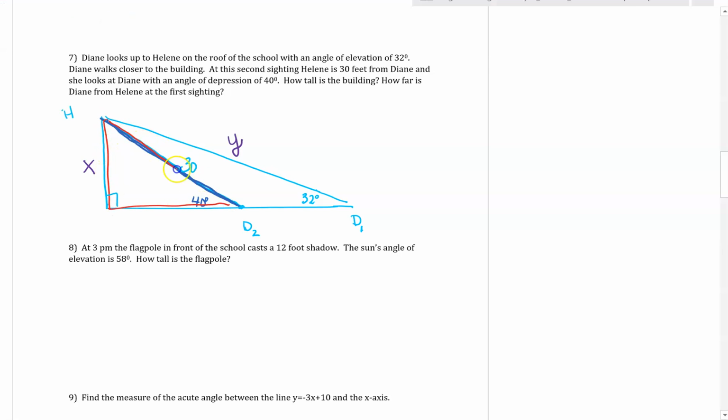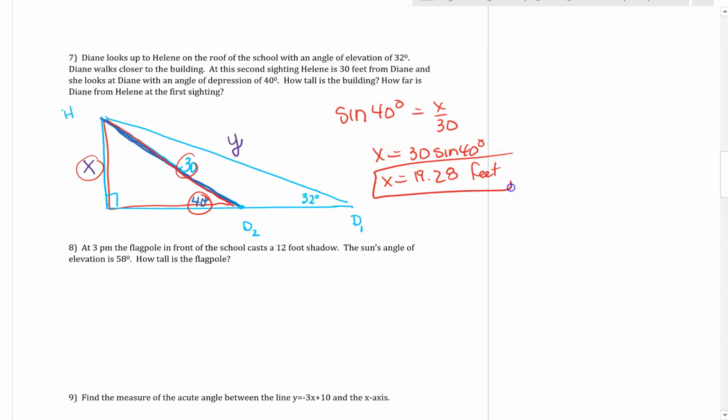You could only use SOHCAHTOA if you have a right triangle. So you could say that the sine of 40 degrees, because this is opposite and hypotenuse with respect to the 40-degree angle, is x over 30. So go ahead and pause the video and grab your calculator and find 30 times the sine of 40. Okay, hopefully you have 19.28 feet.